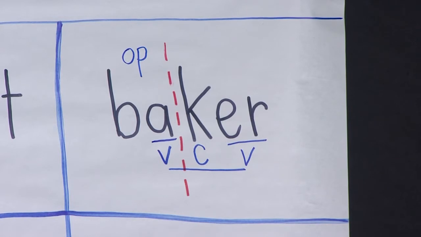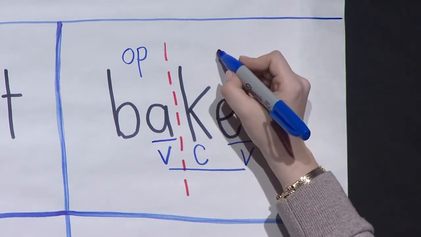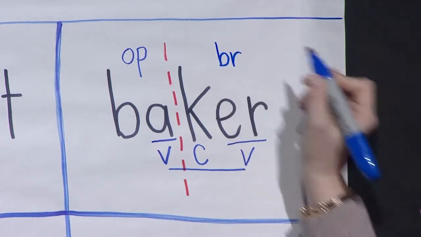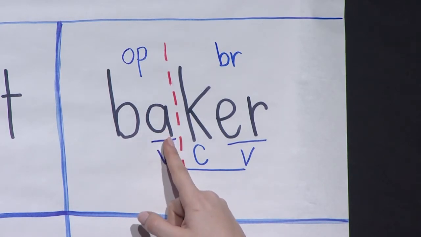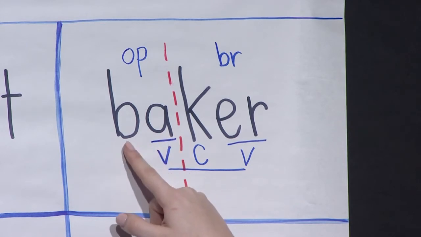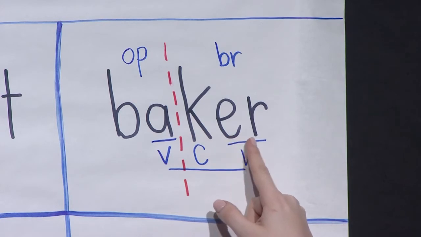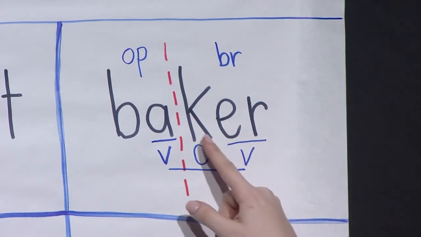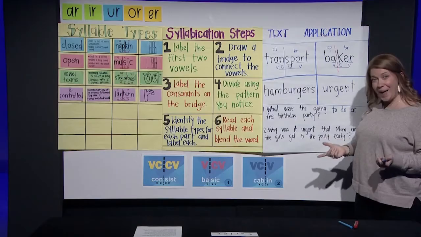All right, what do you notice about the next syllable? That's right. It has a bossy R controlling the sound of that vowel there. So we're going to write B-R. Very good. Now I think we're ready to read each syllable and blend this word. You show me how. I'm going to let you lead. B-A, bay. K-er, ker. Baker. Baker. Someone who bakes.